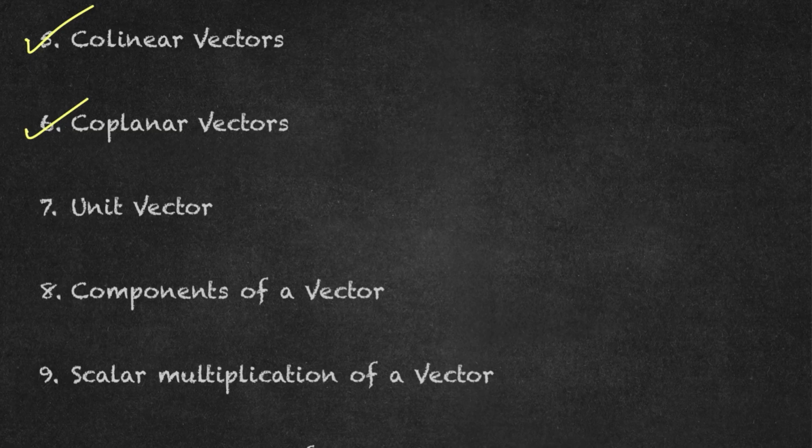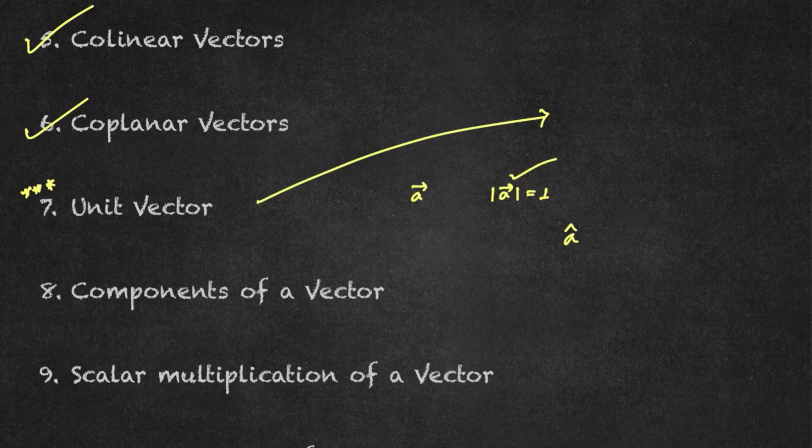Number 7, unit vector, one of the most important thing which we have to know. Any vector whose magnitude is 1 is called a unit vector. Suppose there's a vector A, and if the magnitude of this vector A is equal to 1, then this vector A is called a unit vector. In general, a unit vector is denoted by A cap, not with the arrow sign, but with a cap sign. So if you see any vector and on top of it, if there's a cap, then we have to know that vector is a unit vector. And suppose there's any vector r which is not a unit vector.